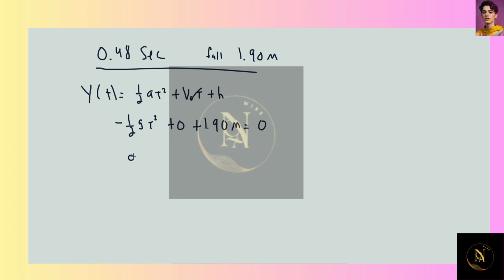And so we should get then that g is going to be 2 times h, that 1.9 meters, over t squared. And so plugging in 1.9 for h and 0.48 for t, we get that g is 16.49 meters per second squared.